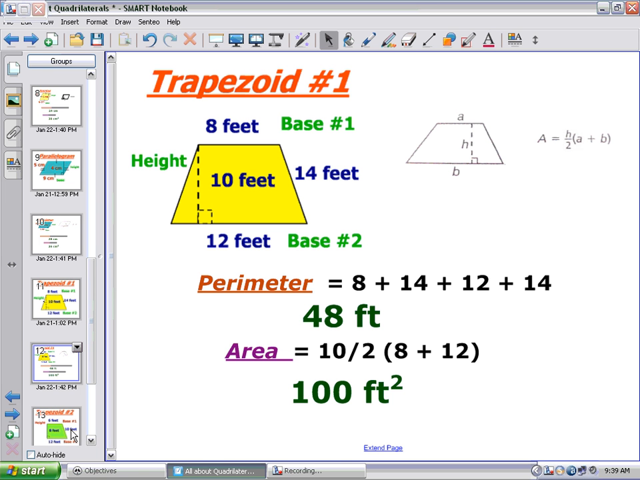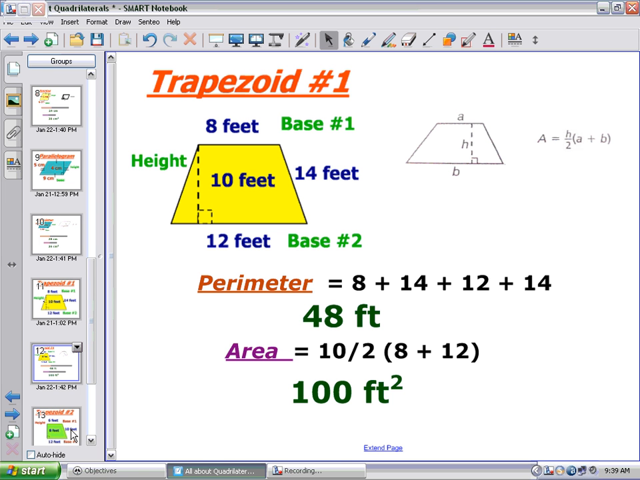All right? When you're finding the perimeter of a shape, you need to know the exact value of each of the sides to add them up. I'm not just guessing that the other side is 14 feet. This is one where I know it's going to be 14 feet. So now when I'm doing my math and I break this thing down, 8 feet, 14 feet, 12 feet, 14 feet add up to be 48 feet.